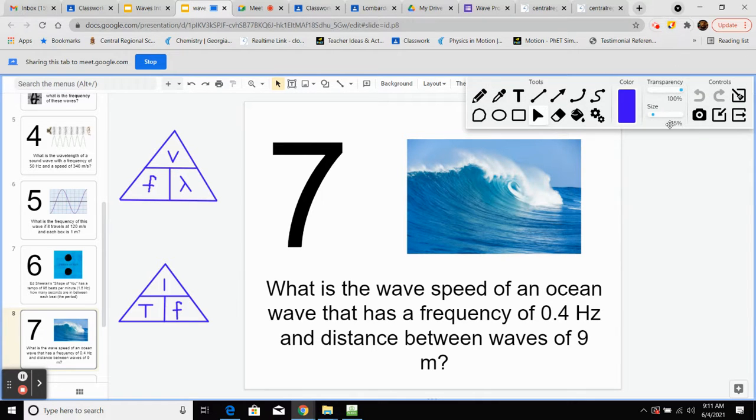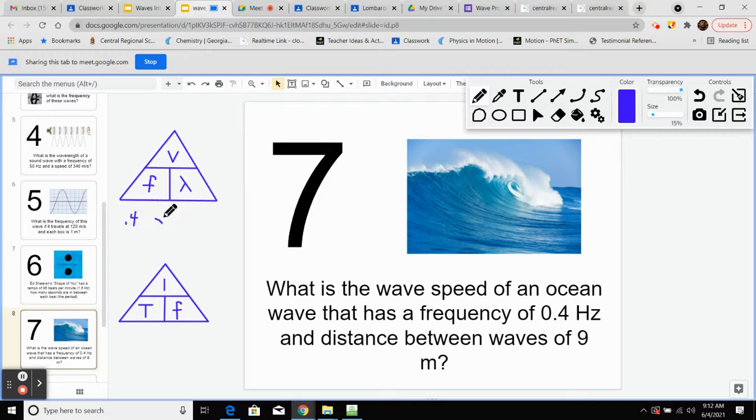So, first triangle, because we have frequency, and the distance between the waves, that's wavelength, is going to be 9. So what am I doing? You're going to multiply. Very good. 0.4 times 9. Okay, because F is 0.4 and wavelength is 9.